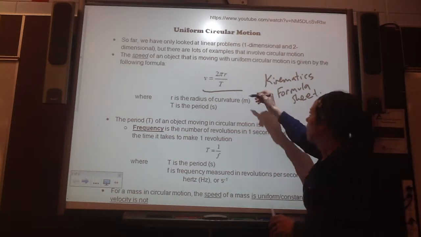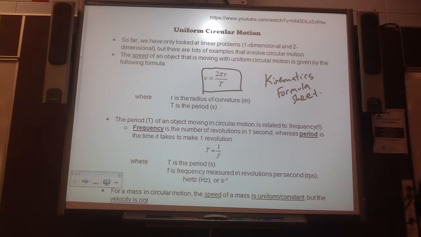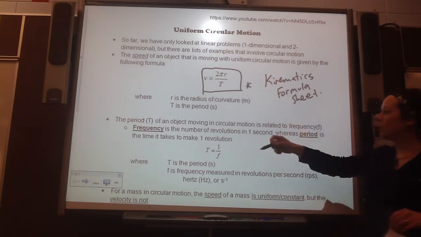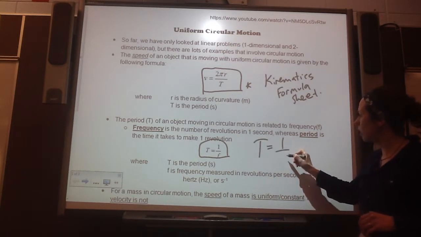Okay, so this is the formula we'll use for measuring the speed of an object with circular or uniform circular motion. The period of an object moving in circular motion is related to frequency. Frequency is the number of revolutions in 1 second, whereas period is the time it takes to make 1 revolution. So if you're given frequency, but you need to use this formula, you need to convert it into t by going t is equal to 1 over f.